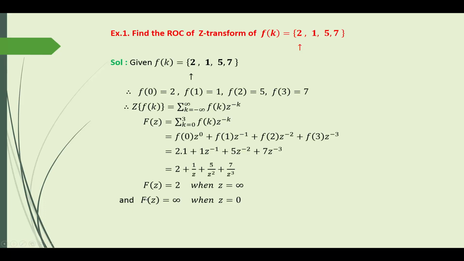Means the region of convergence is the whole z plane except z equal to 0. Because at z equal to 0, F of z is infinity. Therefore, the region of convergence of F of z is the entire z plane except z equal to 0.